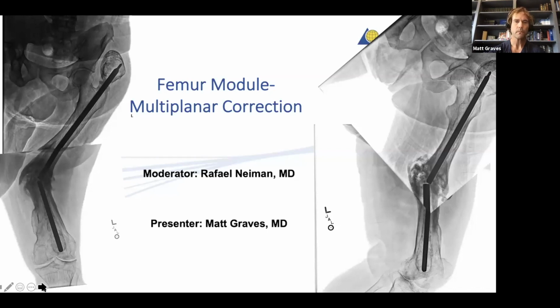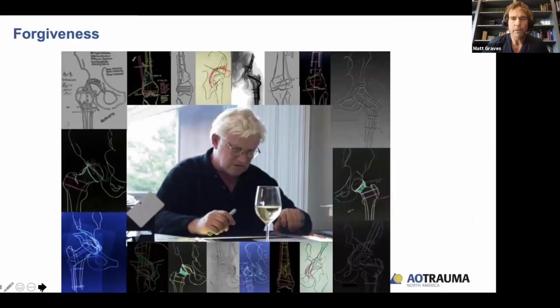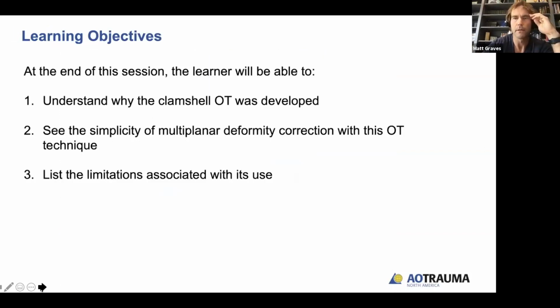So first thing I'd like to do is ask for forgiveness. This is one of my mentors. He was incredibly precise about the way that he planned and executed osteotomies. And what I'm going to show you is not so precise, but I think it makes a lot of sense when you understand the history behind why this was developed.